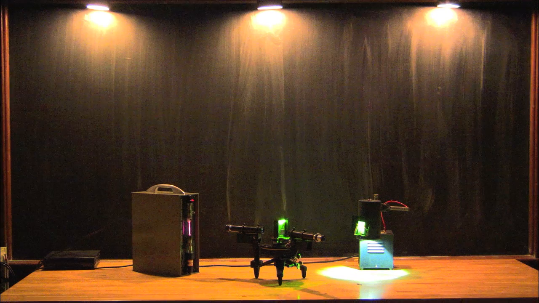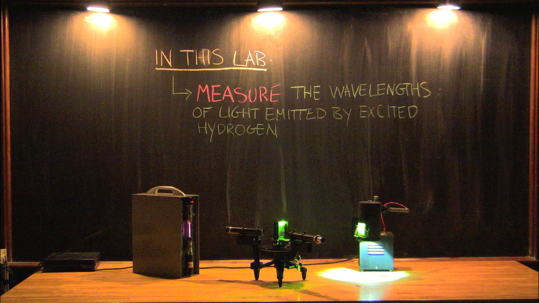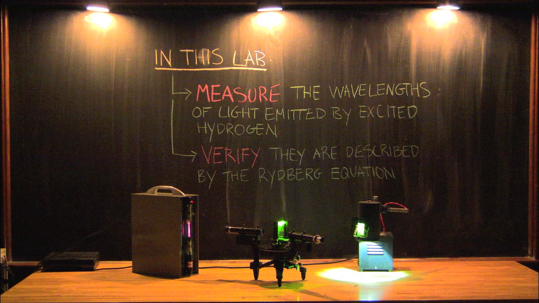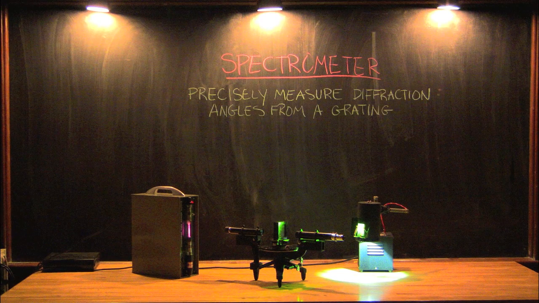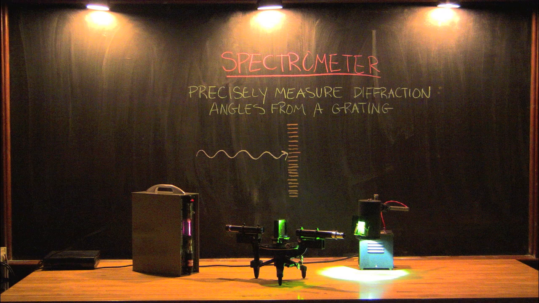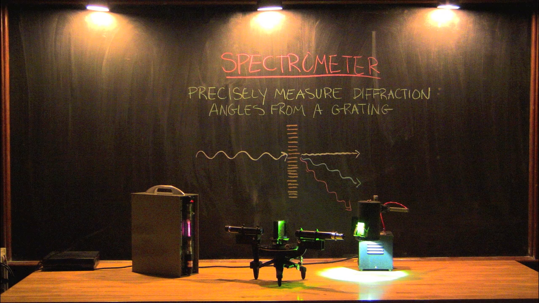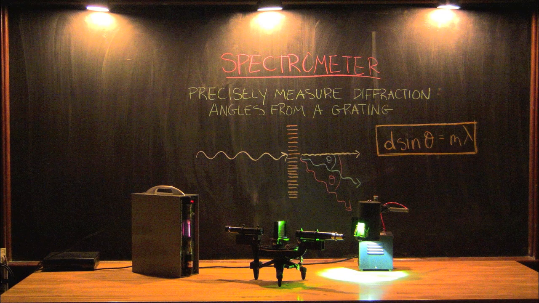So in this lab, we'll measure the wavelengths of light emitted by the excited hydrogen and verify that these wavelengths are predicted by the Rydberg equation. To measure the emitted wavelengths, we'll use a spectrometer, which is a tool to precisely measure diffraction angles from a grating. Recall that the angle of diffraction increases with wavelength, as described by the equation d sine theta equals m lambda.